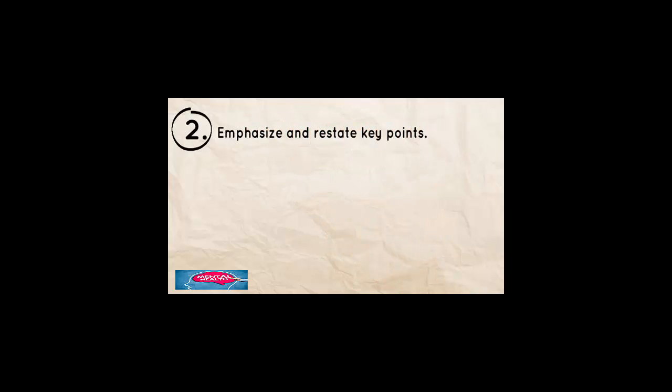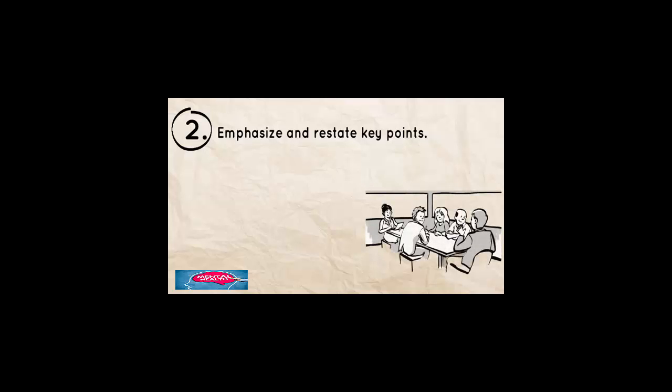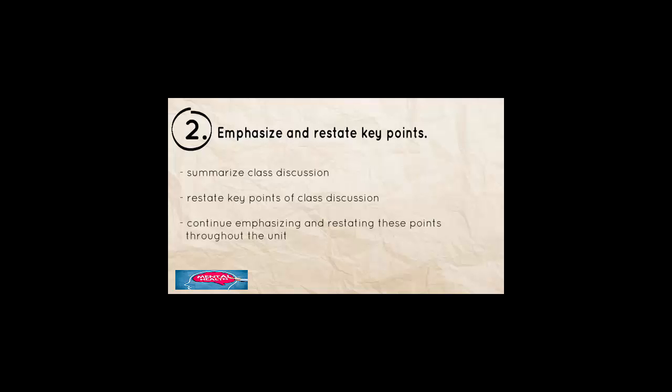Let's say you're working on establishing a definition of a habitat as a class, and you start off with a class discussion about what the students think a habitat is. At the end of the discussion, summarize the key points of the definition that the class has discussed. After that, maybe you'll have your class find habitats by exploring outside or looking at pictures. Gather information from students about what they think different habitats have in common. Then, restate the key points of the definition that the class has come up with. Continue emphasizing and restating key points and new points as you continue working through the unit.